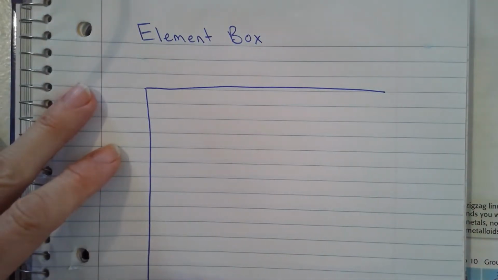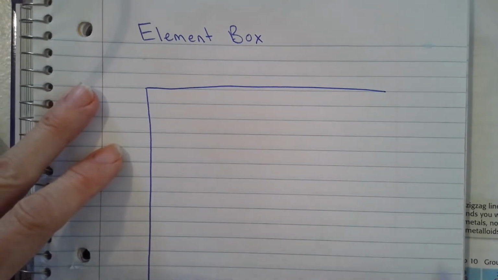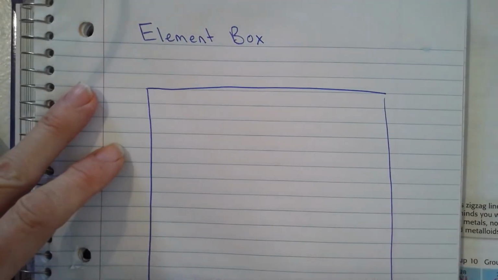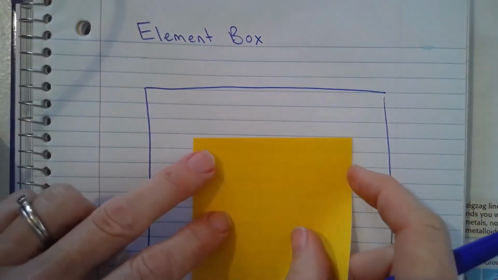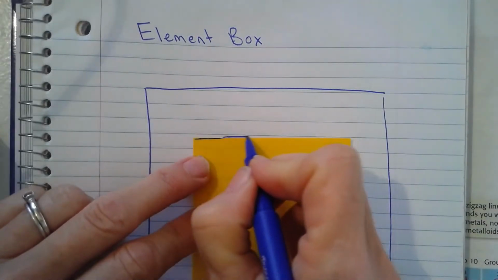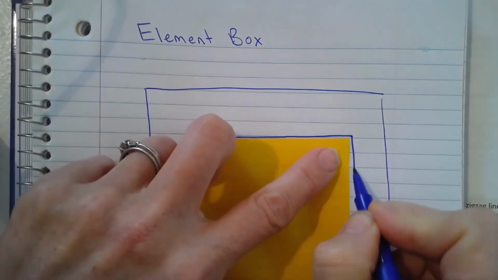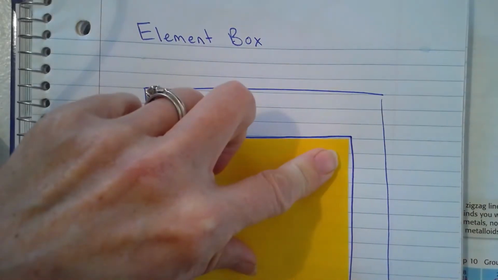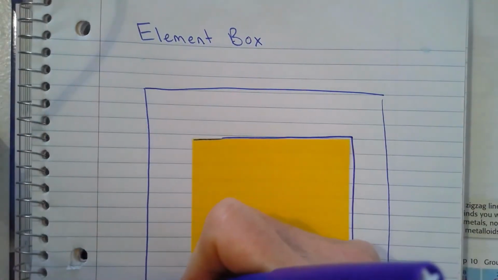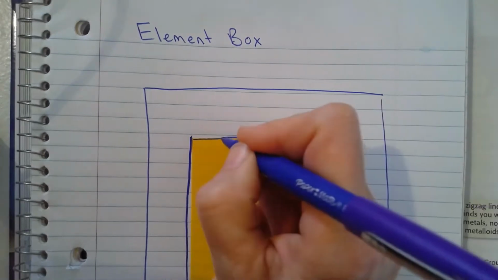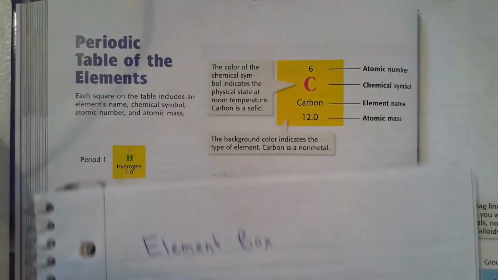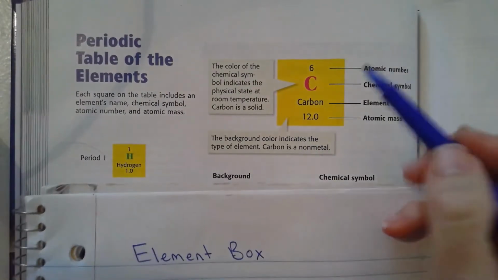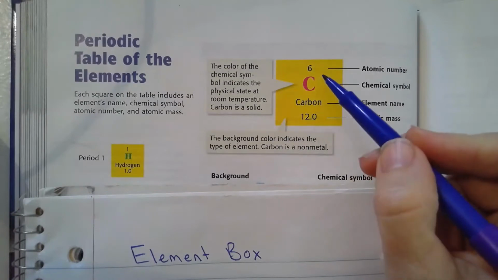Feel free to pause this at any point, and if you want to get a ruler or use the side of a book, you can. So you're going to make one large rectangle, and I'm going to use a sticky note for mine, and I'm going to make a smaller box inside the rectangle. And we're going to be doing the carbon atom, and here's the information that I would get off of the periodic table. So I'm going to write these things down.